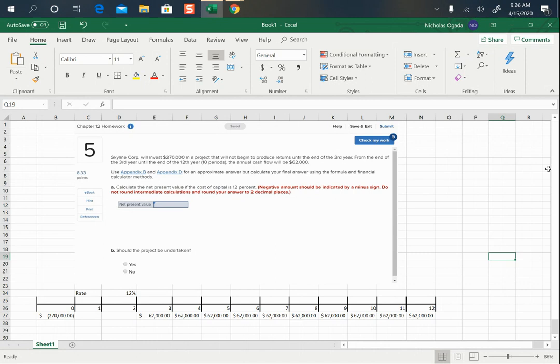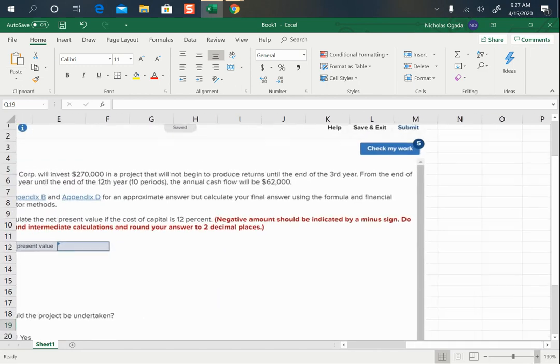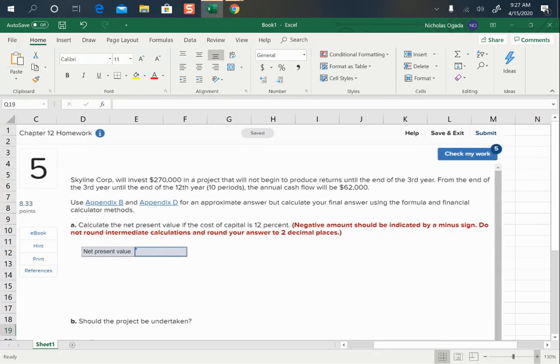I want to take you through one of your homework problems for chapter 12, and that is question 5. For question 5, what you've been given is this. Skyline Company will invest $270,000 in a project that will not begin to produce any returns until the end of year 3. And then from the end of year 3 until the end of the 12th year, we're talking about 10 periods here, the annual cash flow will be $62,000.